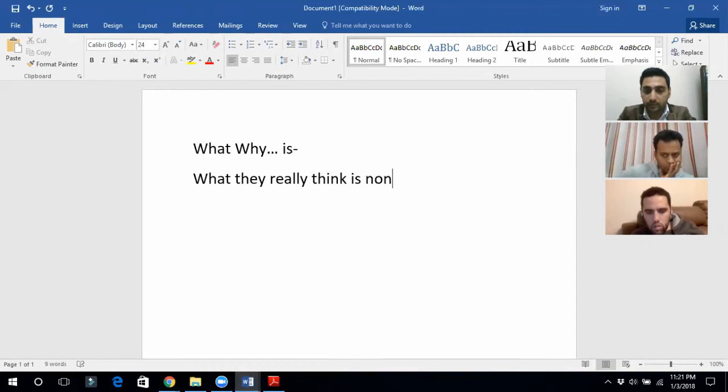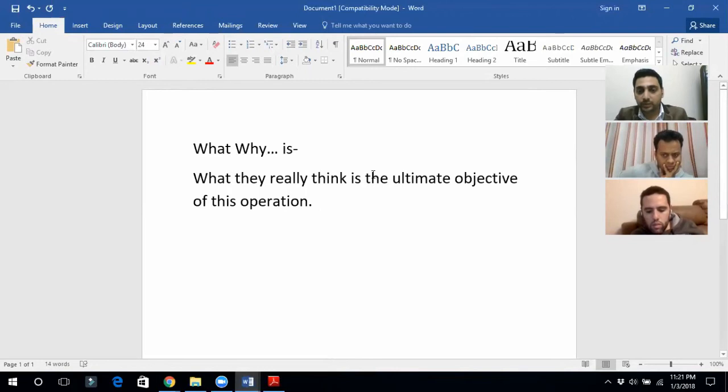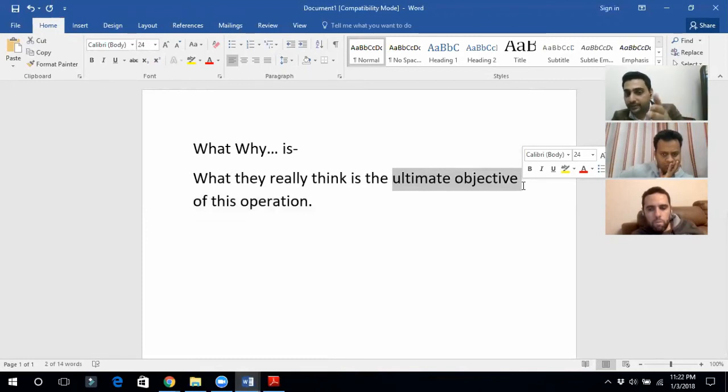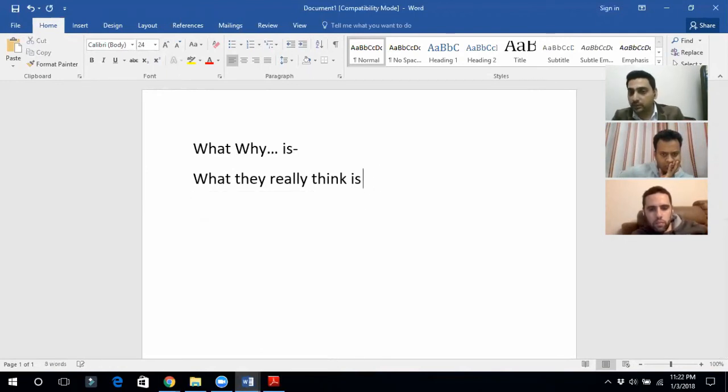Okay, then you don't have to put any hyphen or that. For example, what they really think is the ultimate objective of this operation. This is ultimate objective of this operation, or ultimate objective. It is a noun after the is. If you start a sentence with what or why and then followed by is, are, whatever it is, or will be, if you don't use a noun and you want to use a new sentence after is, then you cannot simply write this way. That would be wrong.